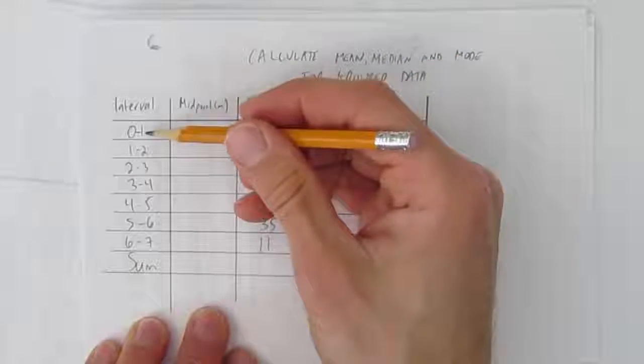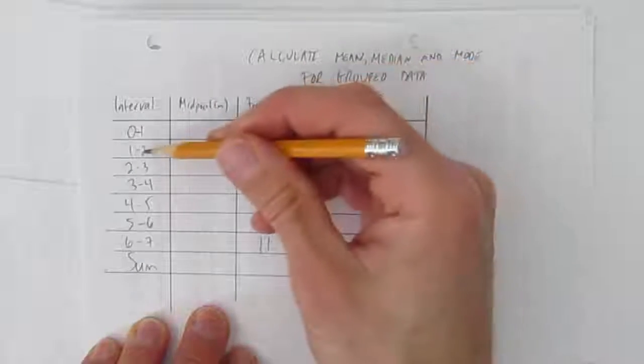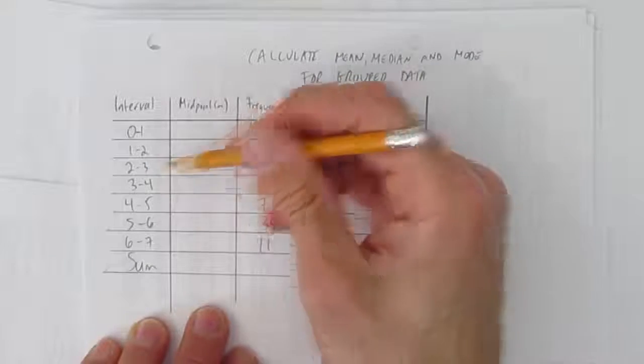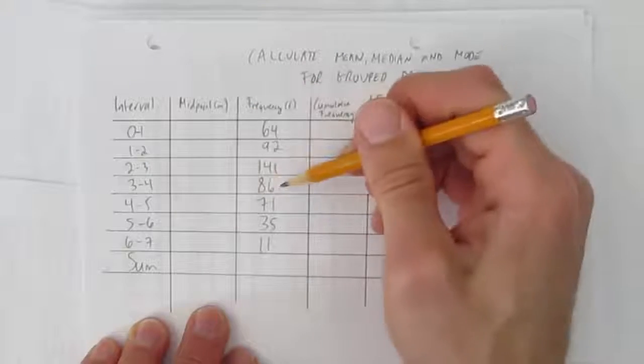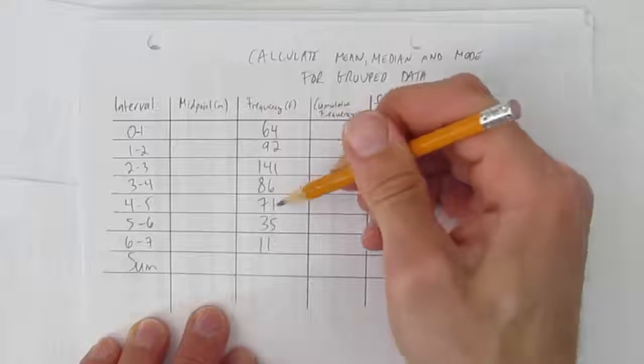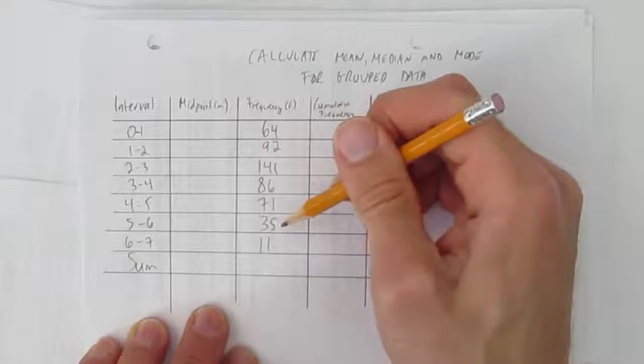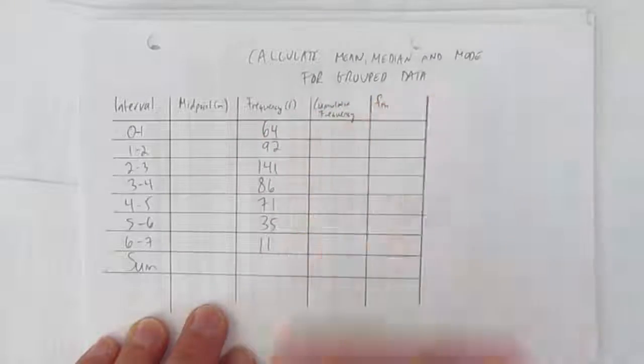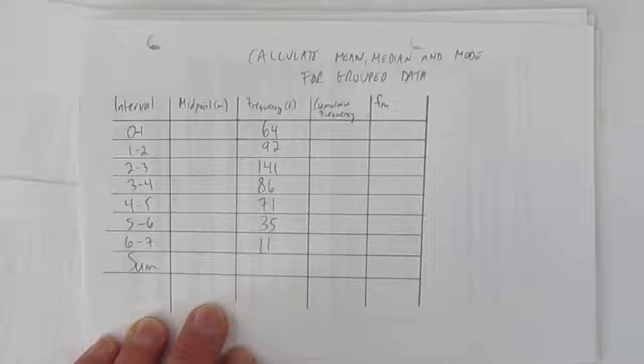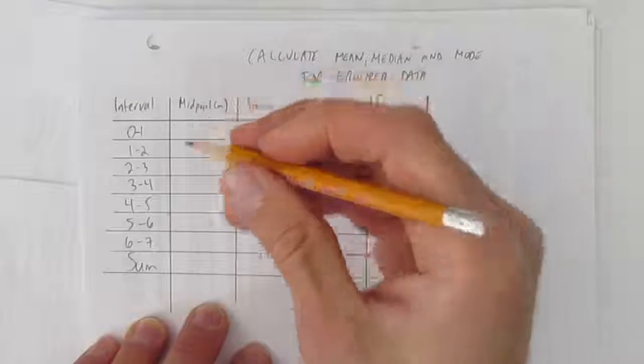That is, in the intervals 0 to 1, there's 64, in 1 to 2, there's 92, in 2 to 3, there's 141, 3 to 4, there's 86, 4 to 5, there's 71, 5 to 6, there's 35, and 6 to 7, there's 11 things. Let's start by finding the midpoints.